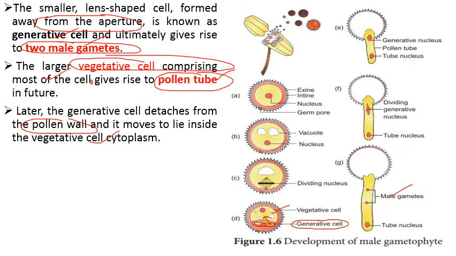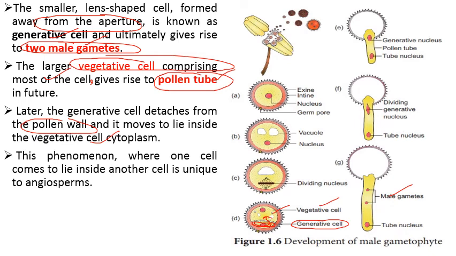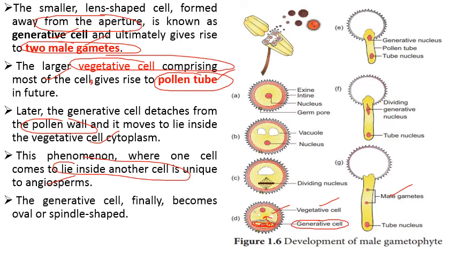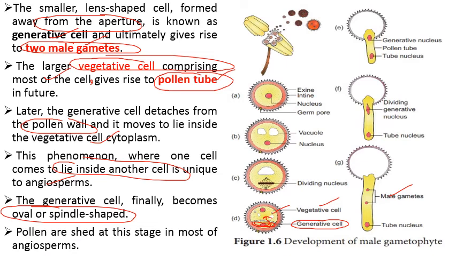lies inside this cytoplasm of the vegetative cell, and this is a very unique phenomenon where one cell comes to lie inside another cell in angiosperms. The generative cell finally becomes oval or spindle shaped, and pollen are shed at this stage in most angiosperms. Pollen grains in angiosperms are released at this stage, mostly 2-celled stage, and in some cases at the 3-celled stage.